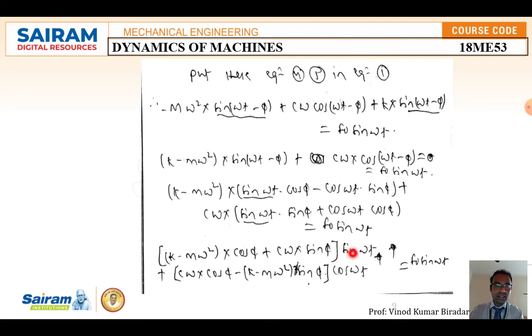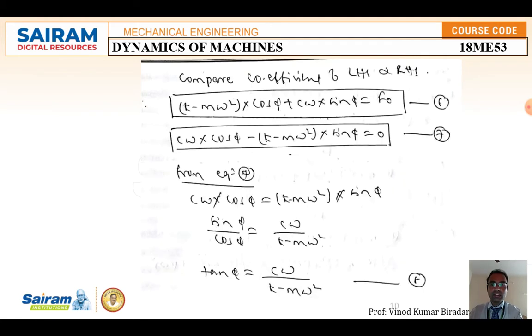Okay, again on the right hand side, next is cos omega t, take it common. So here take sin omega t and cos omega t common. Okay, so you are going to get this equation, and the external, that is RHS, is f naught sin omega t. Okay, so compare the coefficients of both the LHS and RHS.